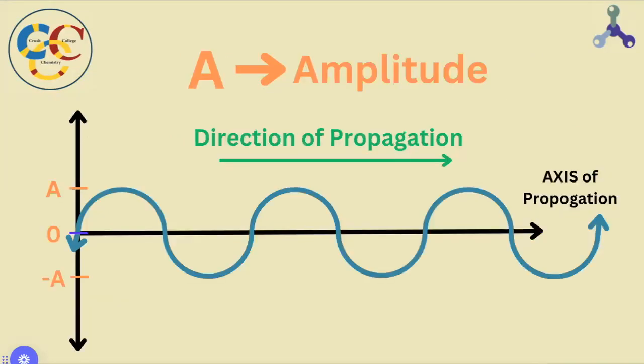Let's start with amplitude. This is the maximum vertical displacement from our axis of propagation. These points all represent the wave at its amplitude. It's a max separation from the x-axis, whether above or below.